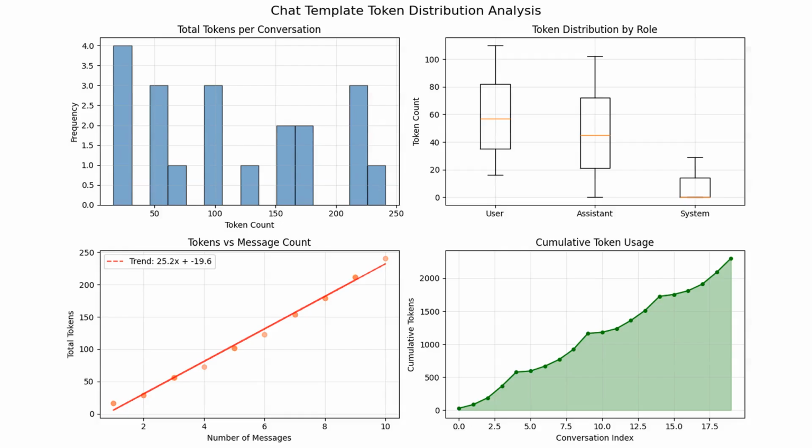The histogram shows the distribution of total tokens across conversations. The box plot reveals that assistant messages tend to use more tokens than user messages, while system messages are generally shorter. The scatter plot with trend line shows a clear linear relationship between message count and total tokens. The cumulative plot shows how token usage accumulates across multiple conversations. On average, we're using about 59 tokens per conversation, with a maximum of 145 and minimum of 8 tokens.